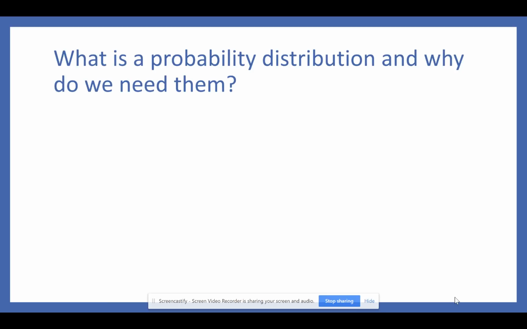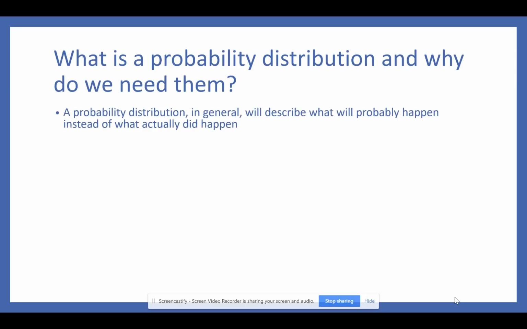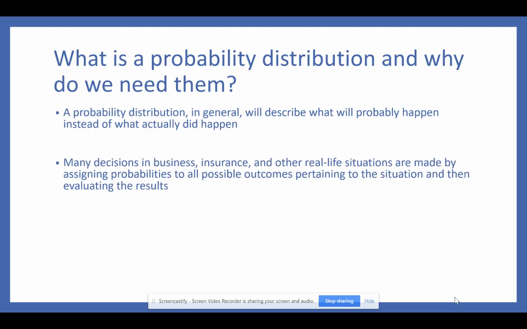Earlier in this module, we talked about a grouped frequency distribution as it related to quantitative data. A frequency distribution gives us an idea of what actually happened when we collected the data. A probability distribution, on the other hand, describes what will probably or what should happen theoretically instead of what actually did. And a lot of decisions that are made in business, insurance, and other real life situations are made by assigning probabilities to all the possible outcomes pertaining to the situation and then evaluating the results.